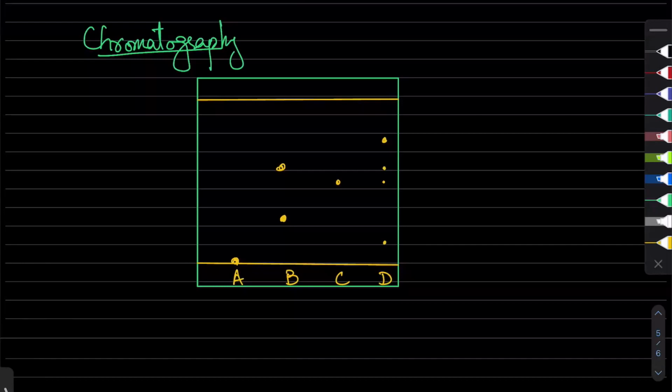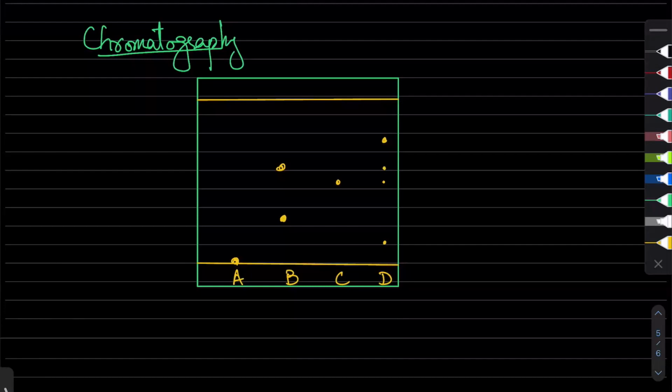Another question: why did A not move? You can see that A is right over here. It did not move. That means it is insoluble. Things that are insoluble will not move. Similarly, they can ask which of these is pure. We can say that C, because it has given us just one spot, is pure.